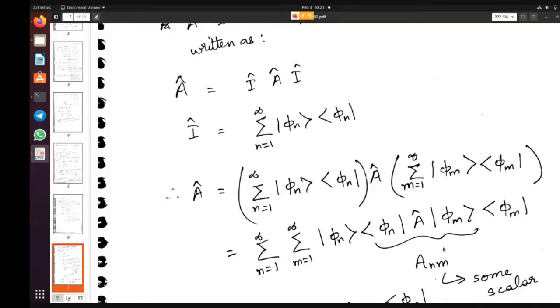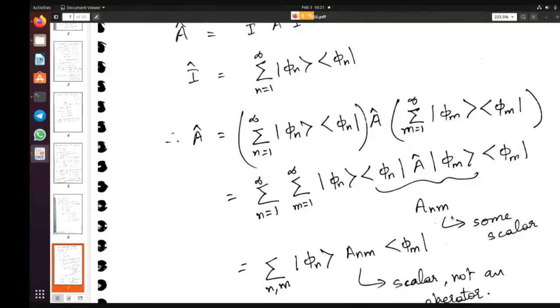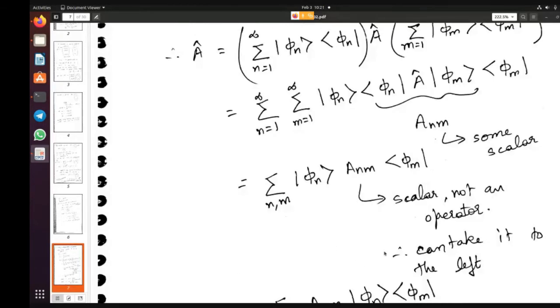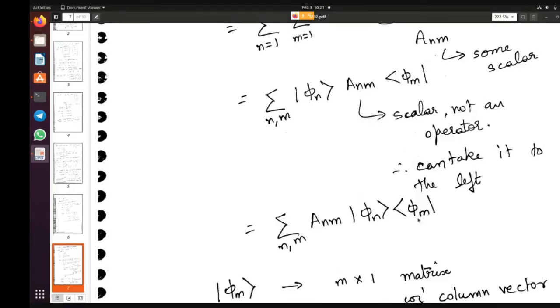Now we know that this term has to be a number, because all the brackets are closed. So this term is not an operator now, this becomes a number. So what is this number? Let's call it A n m, because it is phi n and phi m through the operator A. So it's some scalar number. You can take it outside, on to the extreme left. So you're going to get A n m, ket phi n, bra phi m.